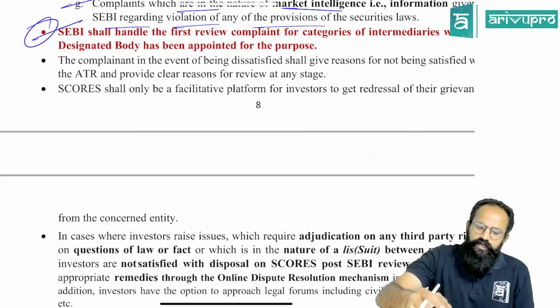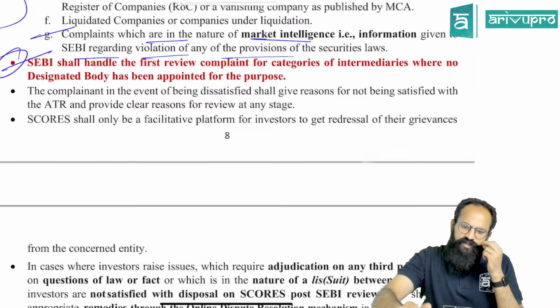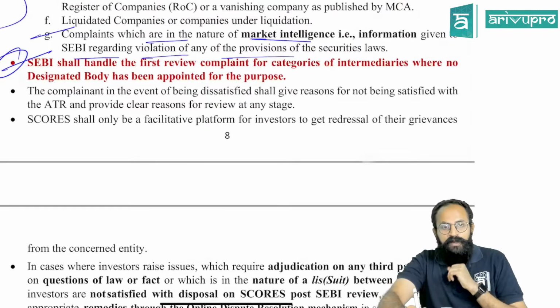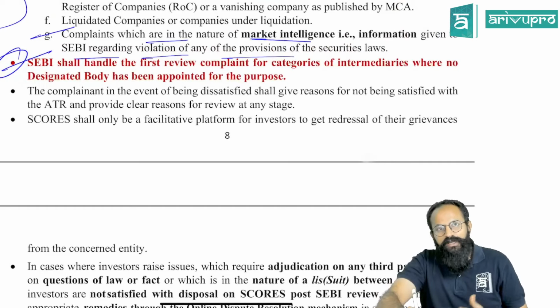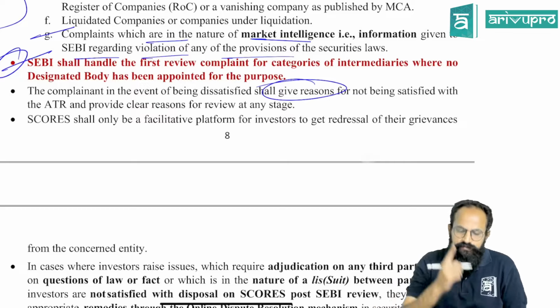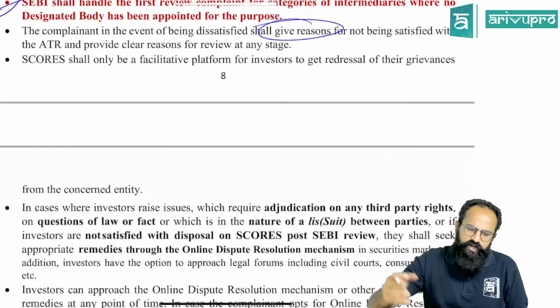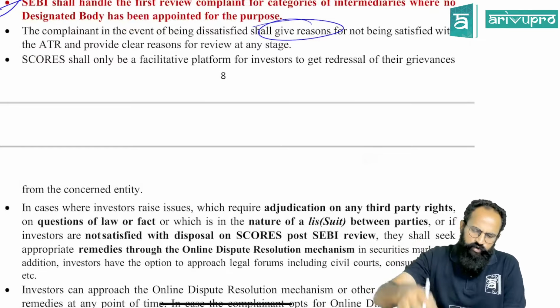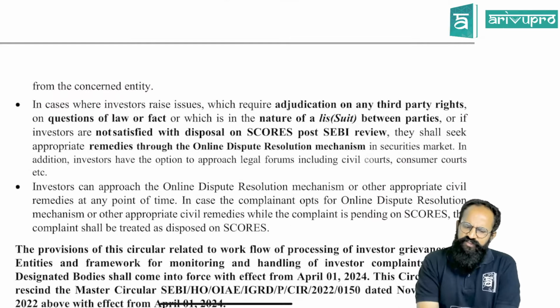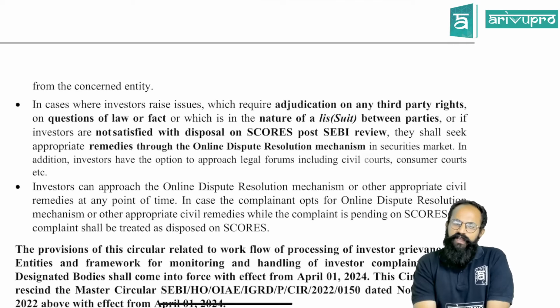The complainant, in the event of being dissatisfied, shall give reasons for not being satisfied. Now imagine a complaint is going for review. You need to clearly tell why you're not happy with the complaint given. You have to give reasons. SCORES shall only be a facilitative platform for investors to get redressal. In cases where investors raise issues which require adjudication on any third party, it has to go through another route.